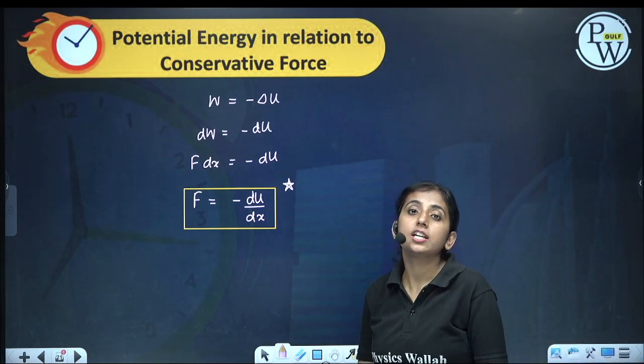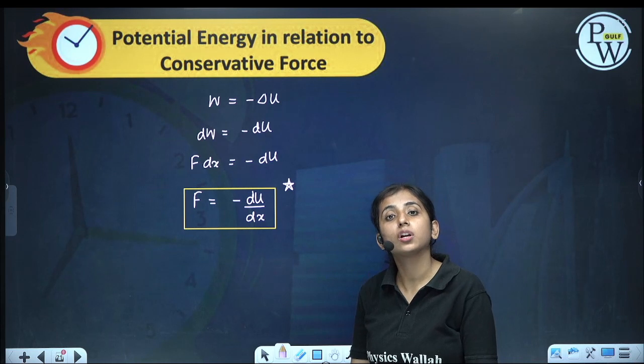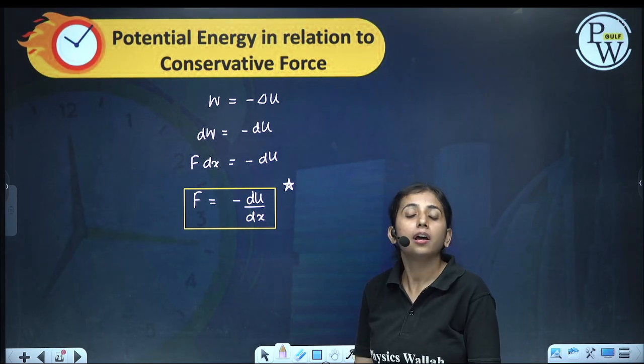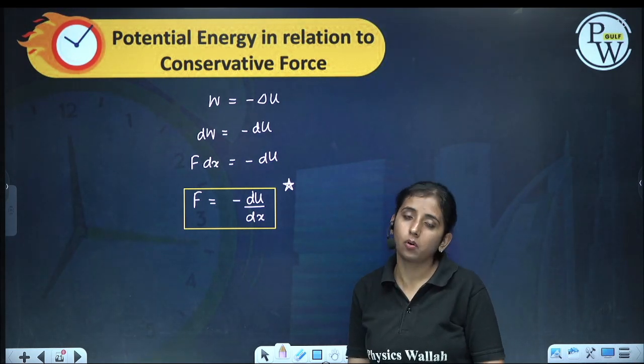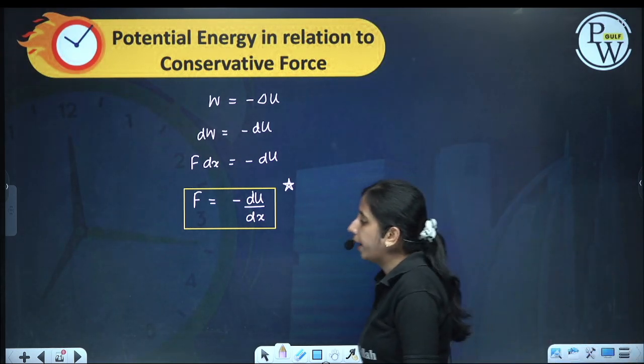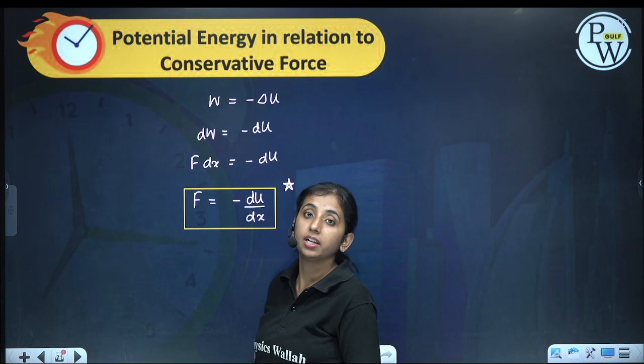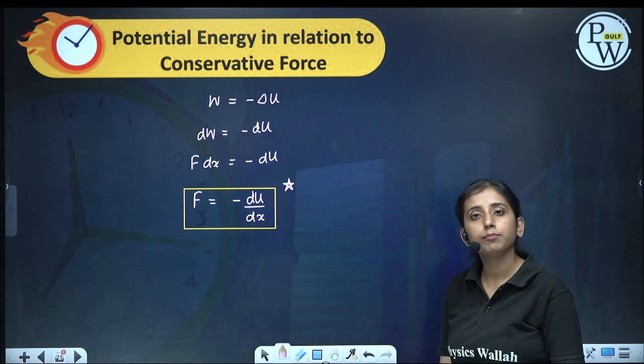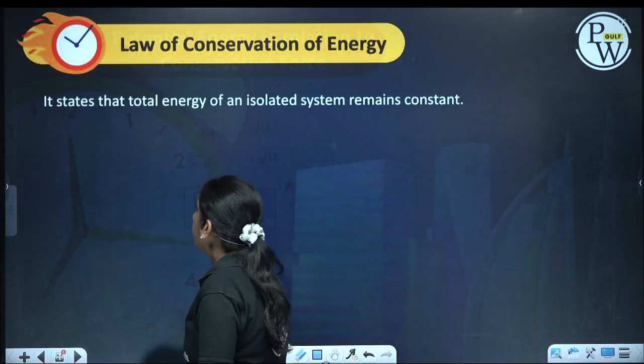Potential energy is always defined for a conservative force only. There is no potential energy for a non-conservative force. So F is equal to minus dU by dx. This is the relation between conservative force and potential energy.